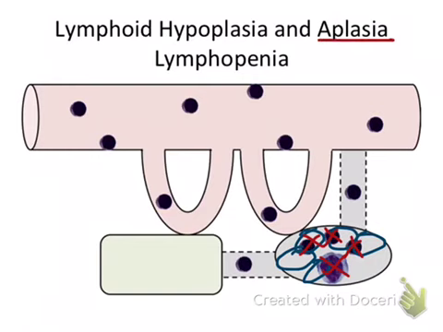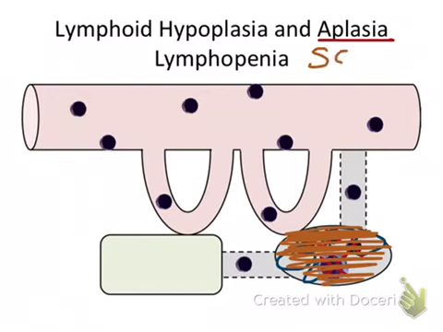Aplasia is when the lymphoid tissue fails to develop. So from birth, they just fail to develop. And those occur in cases of severe combined immunodeficiency or other immunologic disorders. These are really rare though, and we're really not going to go into further detail on those diseases.